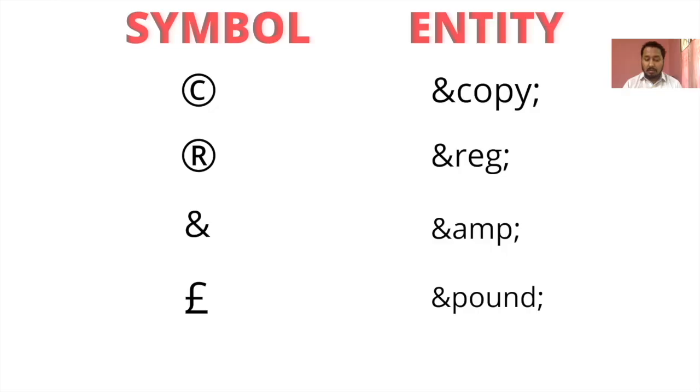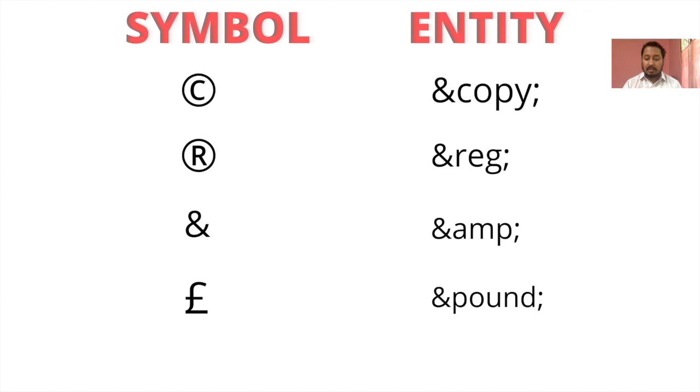In this video, we will cover HTML entities. In HTML, we use entities to display reserved characters. For example, if we want to display the copyright symbol in HTML, then we cannot directly use the copyright symbol in HTML. Instead, we need to use the copyright symbol's corresponding entity. An entity is a string that starts with an ampersand and ends with a semicolon. For example, the copyright symbol's corresponding entity is &copy;.